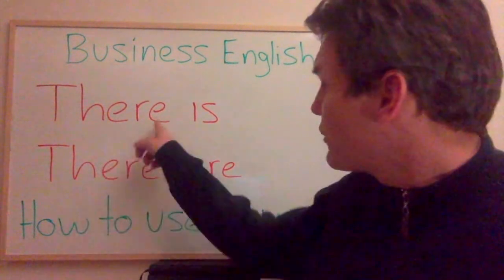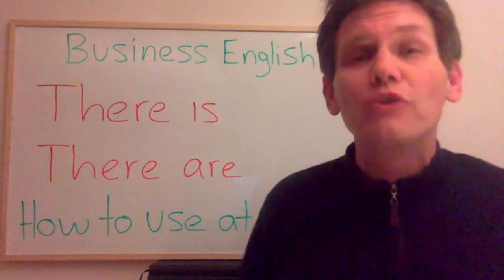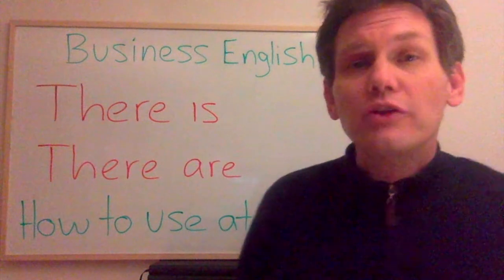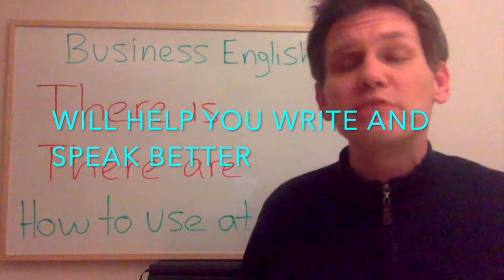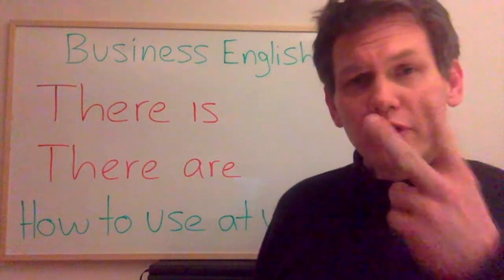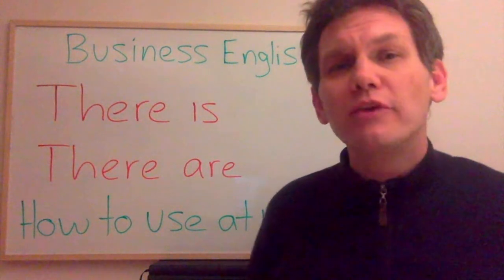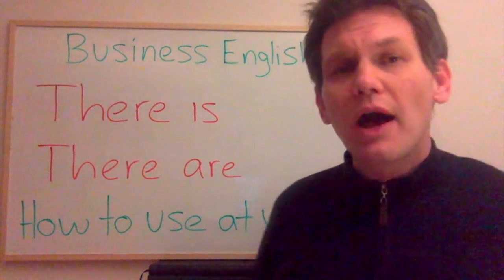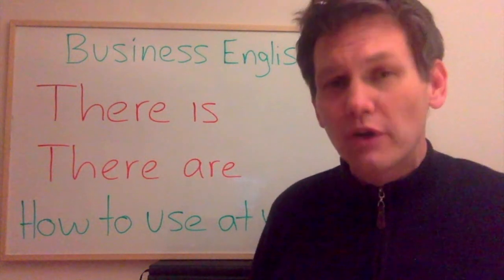We use there is and there are to say something or someone exists or something happens. Using there is and there are will help you write and speak much better. So I want to cover two things today. One, I will cover some very basic and easy grammar. And two, I will write some sentences that will help you in business or at work.